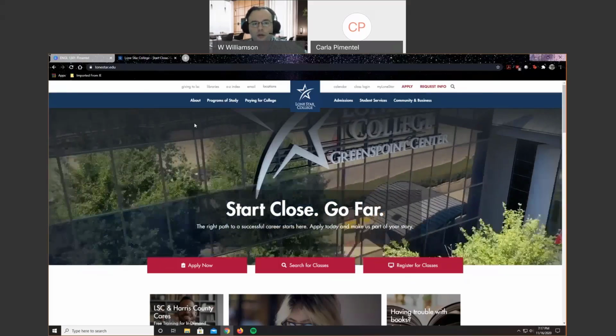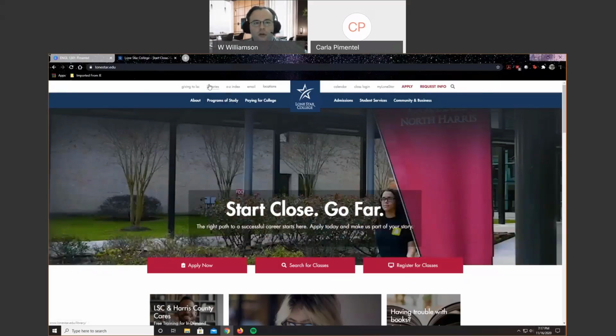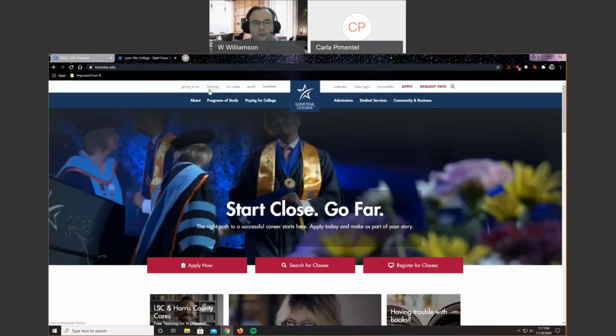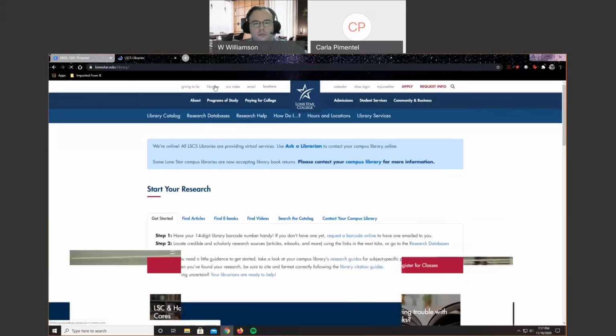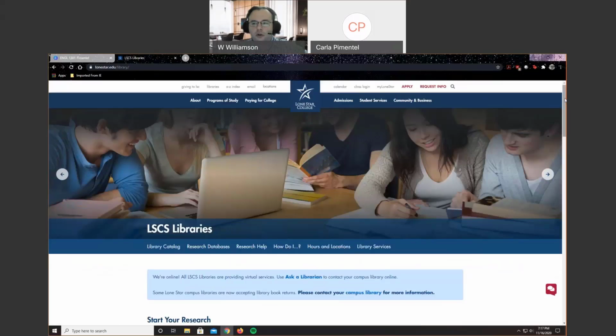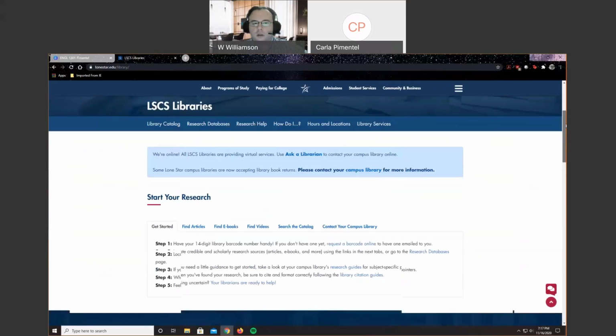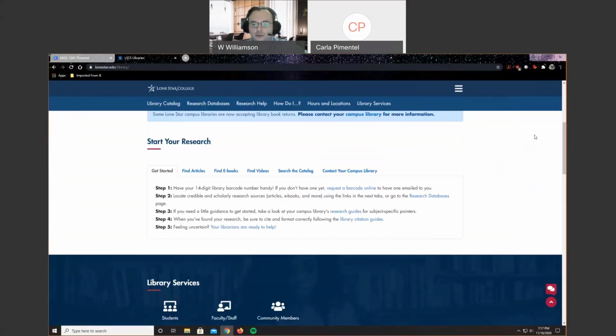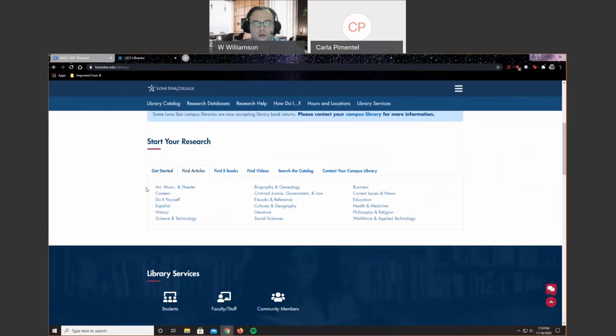So from the main website, to begin with, you're going to look for this link right here that says Libraries. And this is going to take you to the shared Lone Star page. And basically all the various campuses share this web page. And so you can search through here. We have tips to get started, but under articles, basically this is going to give you access to all the various articles that are available at all the various campuses. So you can search for various databases by subject category.